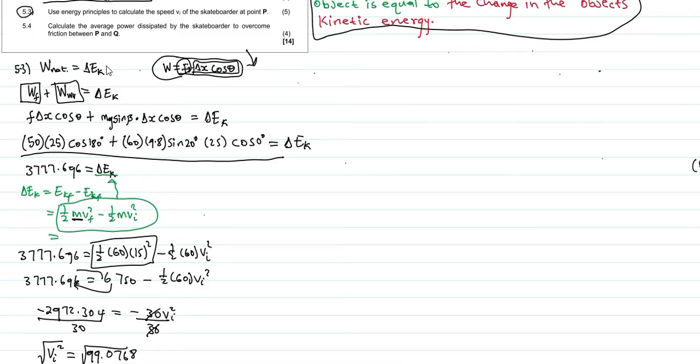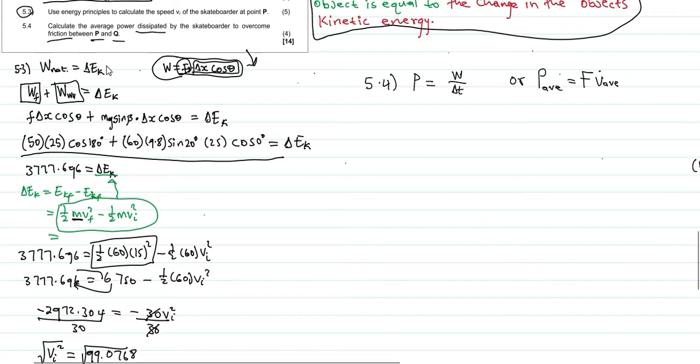5.4. Calculate the average power dissipated by the skateboarder to overcome friction between P and Q. So they want us to calculate power. We know we have two formulas to calculate power, which is this one and this one. Now we can see that we do not have the time, and we also do not have the average velocity. But we know we can easily find the average velocity.